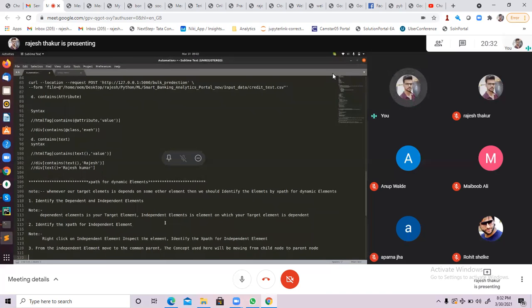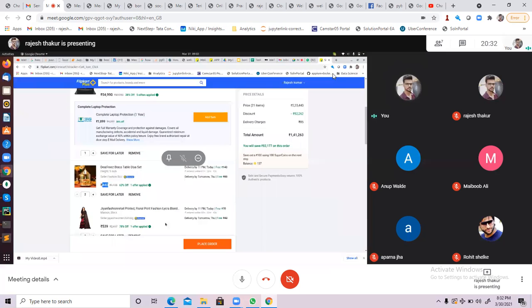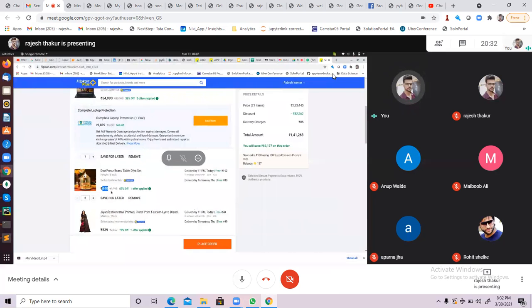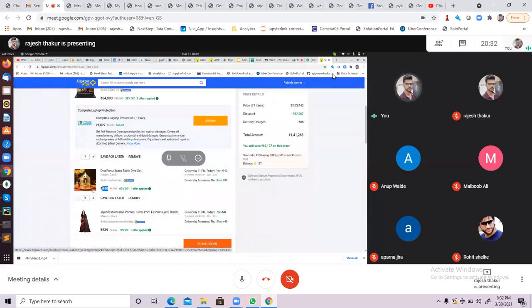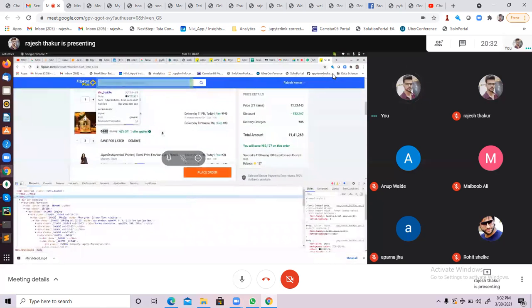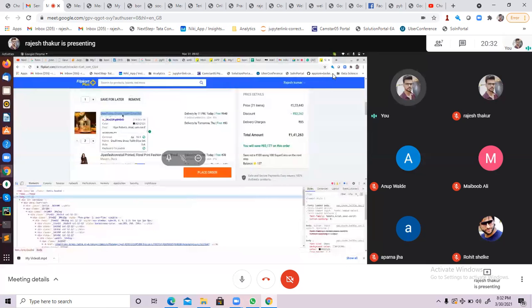Now just implement in a practical. Let's suppose I want to identify this element. I want to identify this 440 with the help of this title. How to identify? First thing, whenever you are going with the dynamic approach, identify dependent and independent element. What is here dependent and independent element? Can anyone please help me? In 440 and title, what is the dependent and independent element? Okay, good. Independent element is this one, right?